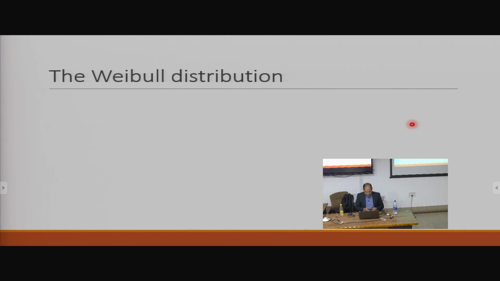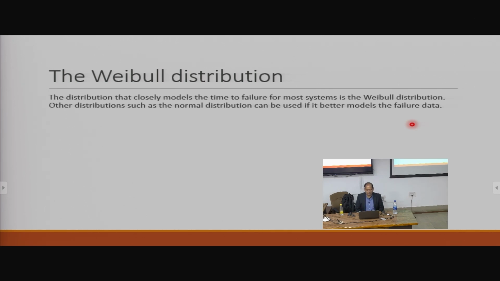Okay, so this leads us to the Weibull distribution. The Weibull distribution is a commonly encountered distribution in reliability engineering, which closely models the time to failure for most systems that we encounter. Often other distributions such as the normal distribution can be used if it better models failure data. So, right, we're not married to the Weibull distribution. We use whatever distribution works better. But since we see the Weibull distribution so many times, and there are some theoretical reasons as to why that is, I don't want to get into that, but we see it often, so it's good to know this distribution, right?